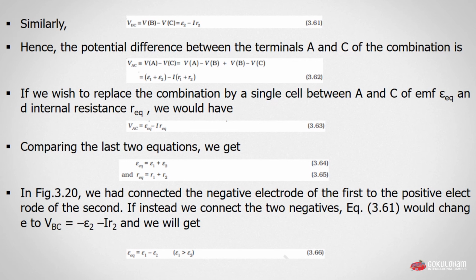In figure 3.20, we have connected the negative electrode of the first cell to the positive electrode of the second cell. If instead we connect the two negative electrodes of both cells with each other, equation 3.61 would change to V_BC equal to minus epsilon 2 minus I R2, and we will get epsilon_eq, the equivalent electromotive force, equal to epsilon 1 minus epsilon 2, where the value of epsilon 1 is greater than epsilon 2, which is our equation 3.66. We got this equation 3.66 when we connect the negative ends of both cells with each other.